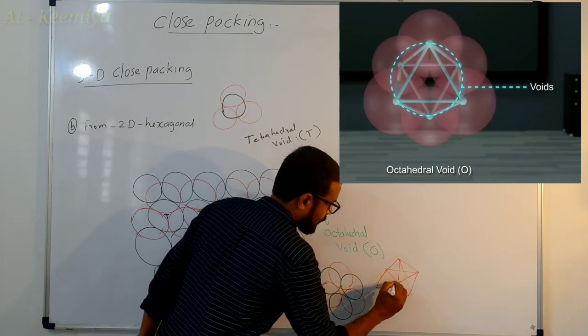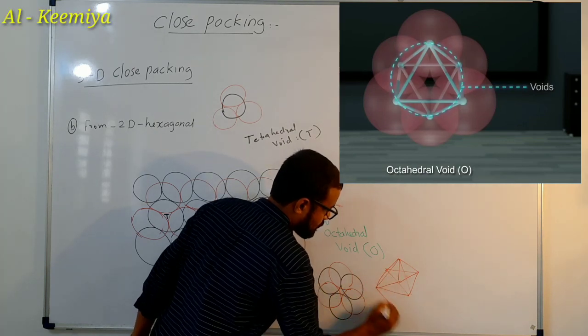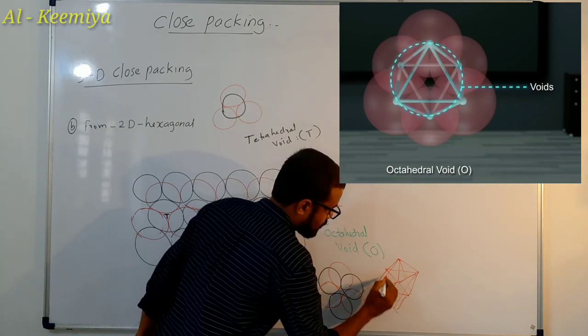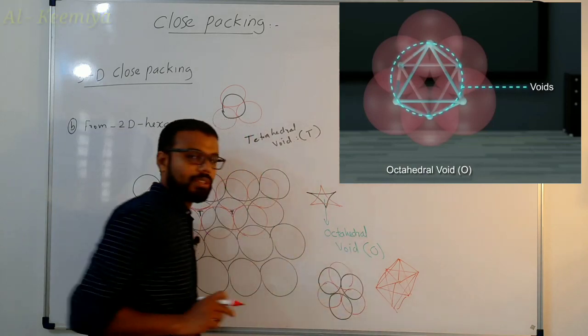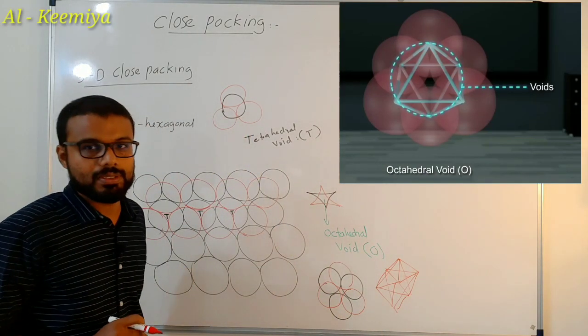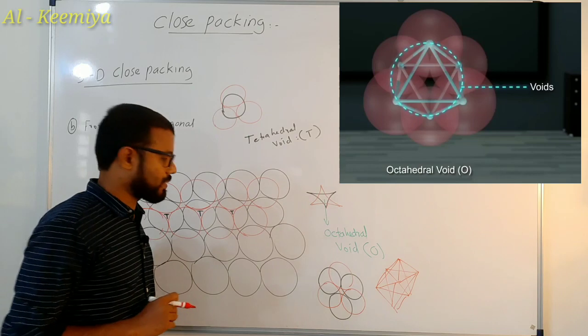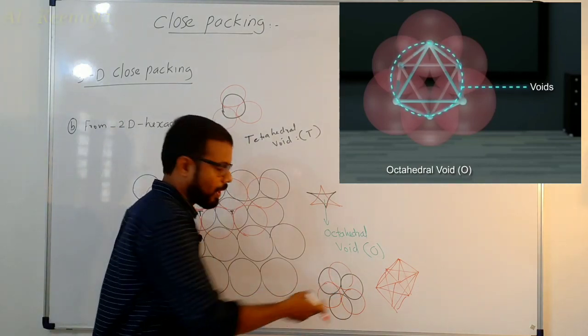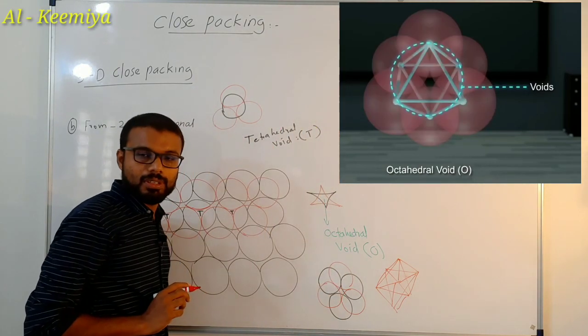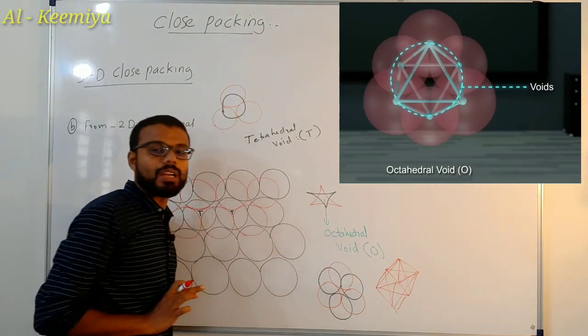It will be like this. A regular octahedron you will get. Octahedral shape. We learned in the previous chapter, chemical bonding. So you will get an octahedron if you connect all this. You can see there. So this is what? Octahedral void.